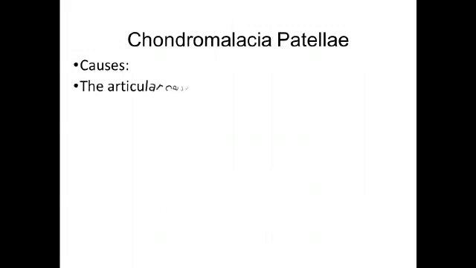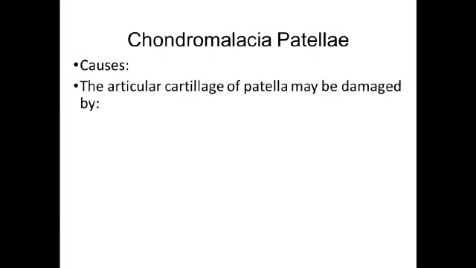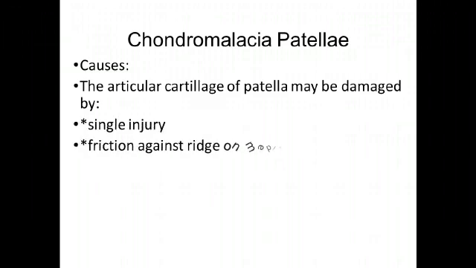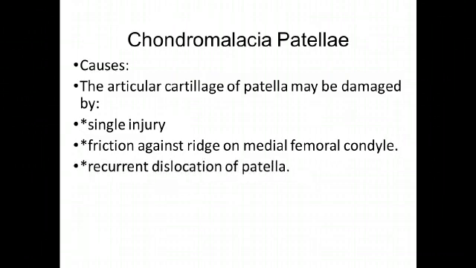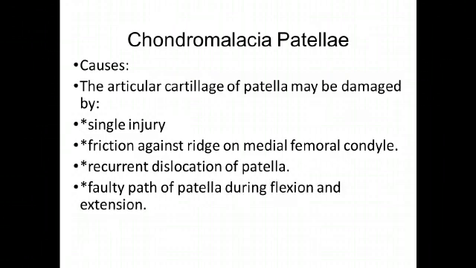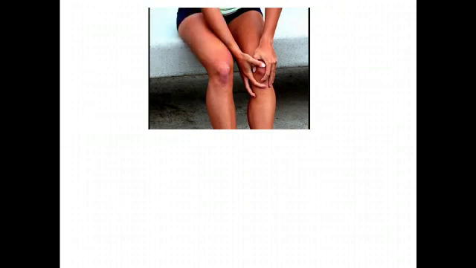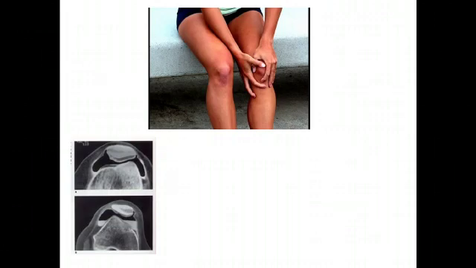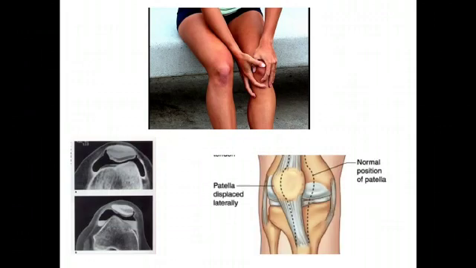Chondromalacia patella causes. The articular cartilage of the patella may be damaged by a single injury, friction against a ridge on the medial femoral condyle, recurrent dislocation of the patella, or a faulty path of the patella during flexion and extension. You see this picture of patella dislocation, and you see the chondromalacia patella with it.